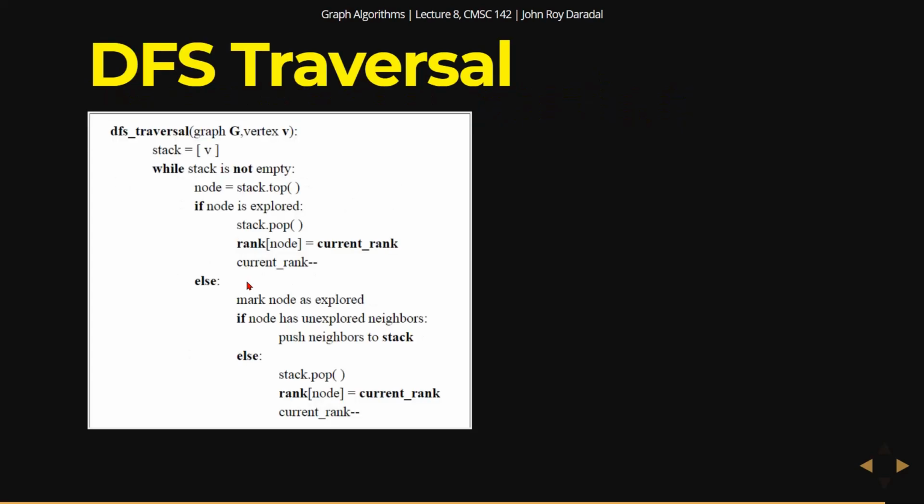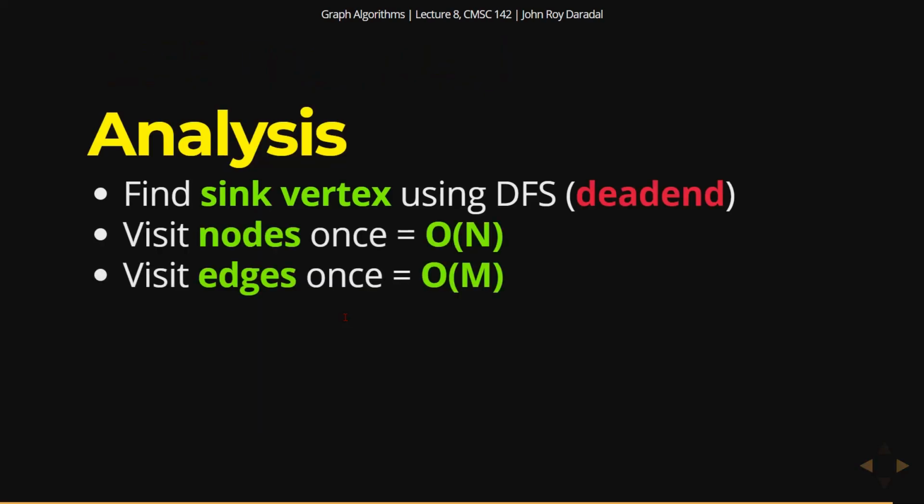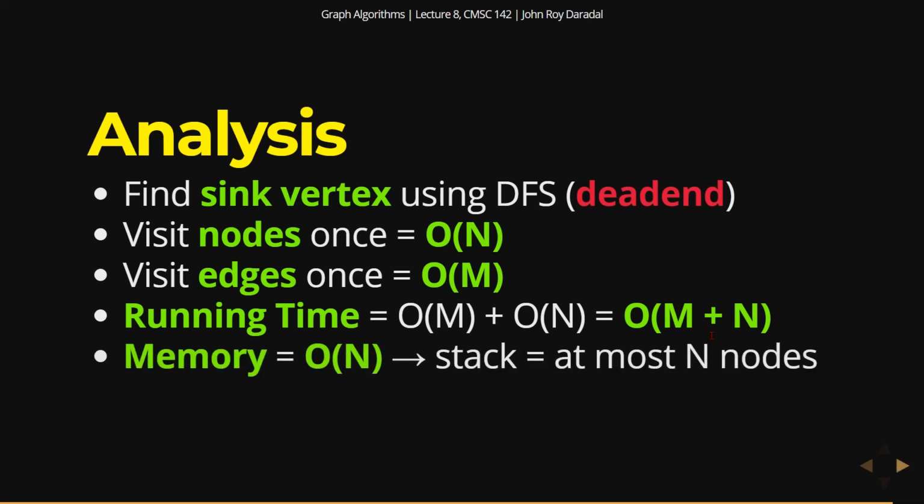And then in the DFS traversal, we will look at all the neighbors that are unexplored. So we'll also look at each edge at least once. Okay, we won't revisit it again if it has already been visited. So all in all, the running time is O of m plus O of n, so that's still O of m plus n, which is the running time of DFS. And then for the memory, still O of n, because we're using a stack when we run our DFS, which could hold at most n nodes.